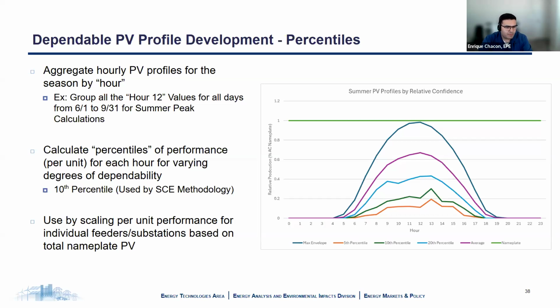This is used by scaling per unit performance for individual feeders or substations based on the total nameplate PV. So in this instance, if you have a lot of DERs on your feeders, you can incorporate the PV profile to get a more per unit performance of each DER. It's a way to get more accurate and more specific, instead of assuming maybe a 100% contribution at all hours of the year. Next slide.